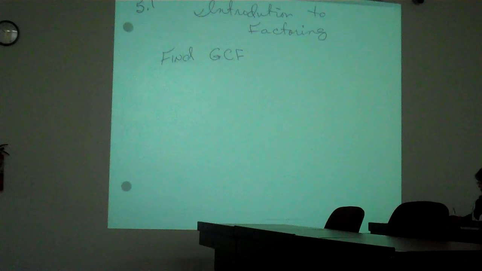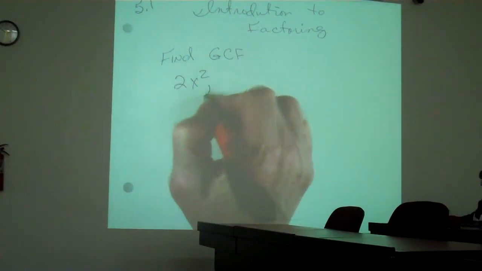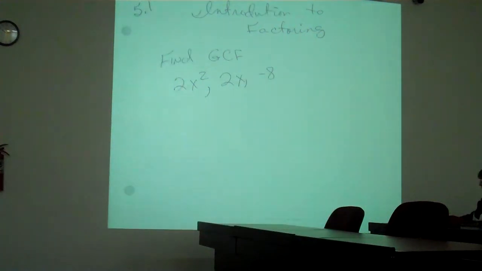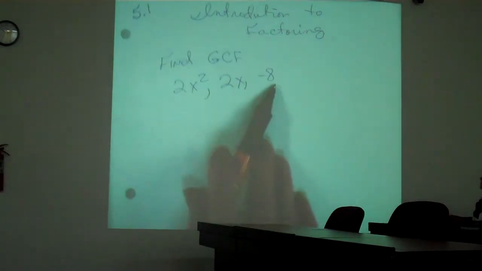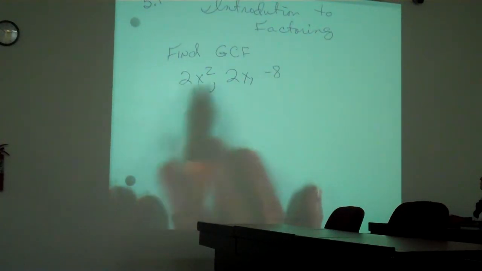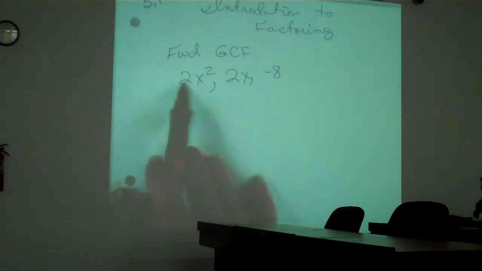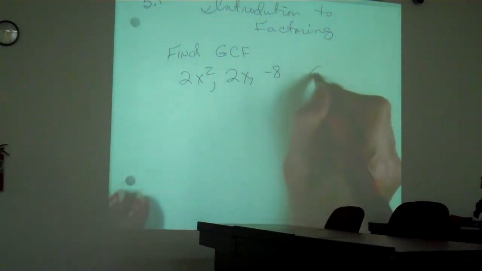So if you have something like 2x squared and 2x and a negative 8. Okay, they don't all have x's, do they? This one does not have an x. So the number is the only part we can find a common factor in. 2, 2, and negative 8, what will they all divide by? 2. So the GCF is 2.